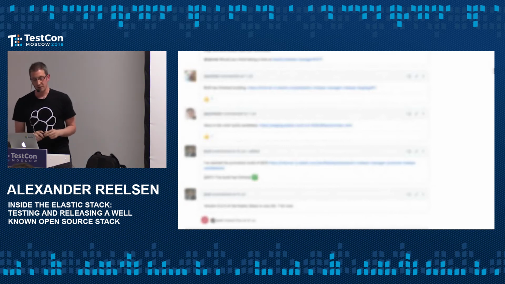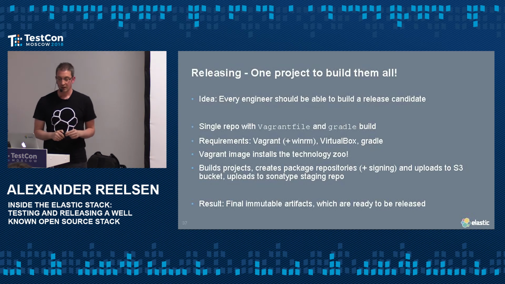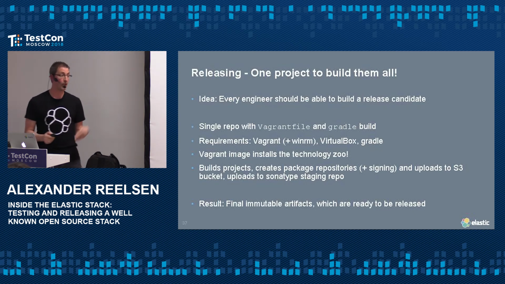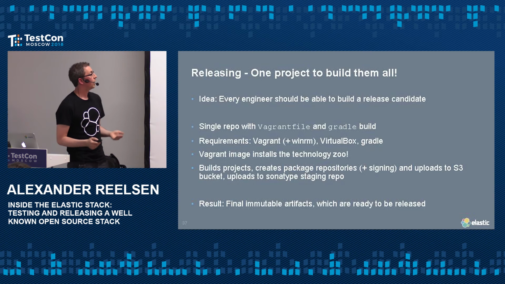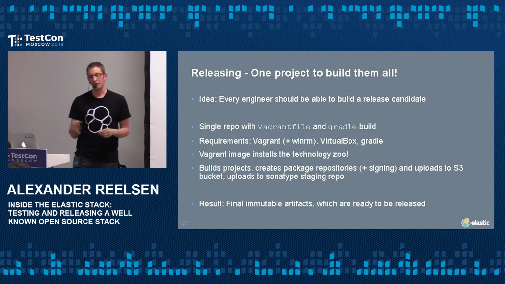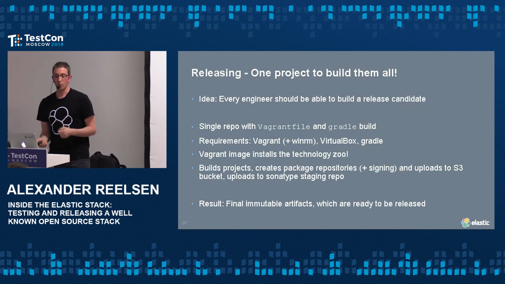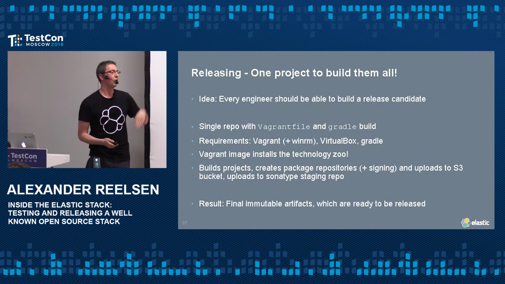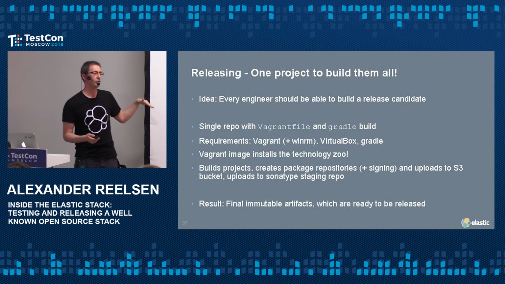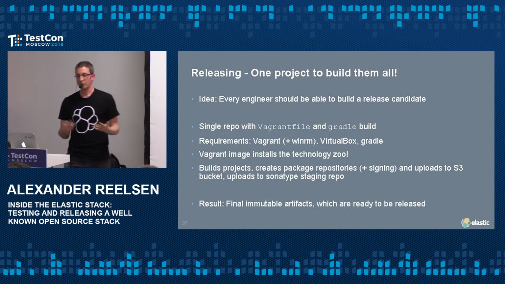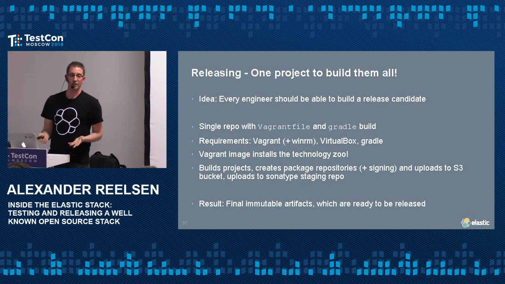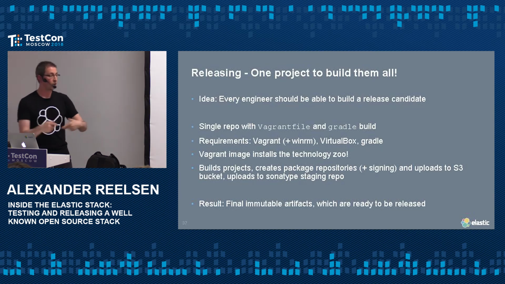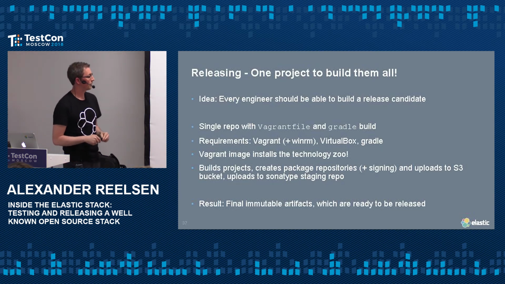The important part of this is every engineer should be able to create one of those release candidates. And the way we solve this is basically that we have a single repository with a Vagrant file and a Gradle build. And you basically only need Vagrant and VirtualBox installed on this system. And the Vagrant image itself installs all the required parts of the technology zoo you saw at the beginning. So the person triggering a release doesn't need to know about the concrete build steps or anything else.